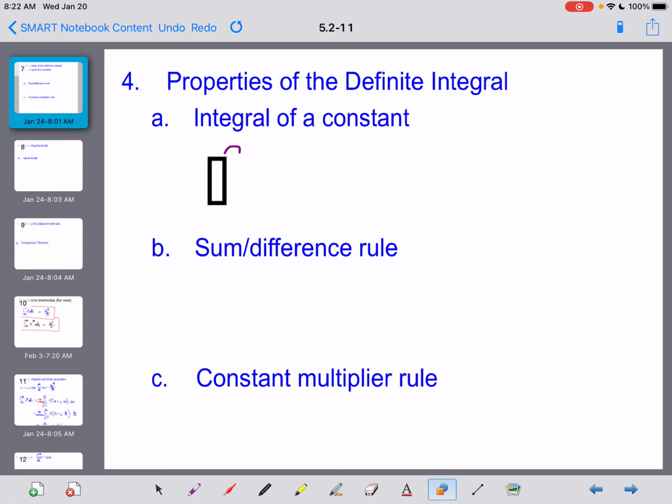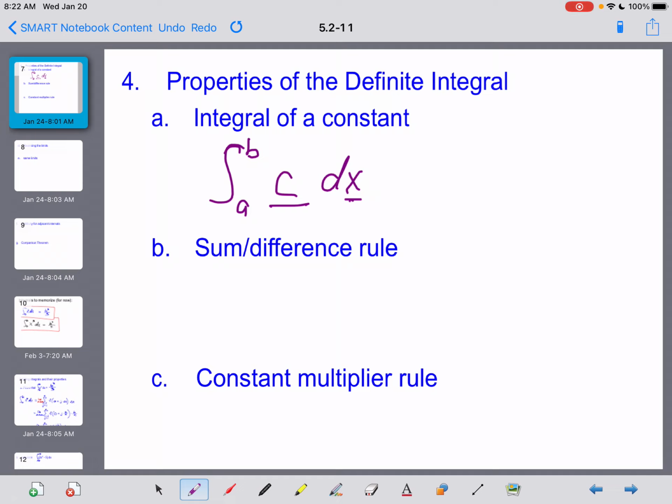If we are taking a definite integral from a to b, and our integrand, instead of being a function like f of x, is simply a constant, we'll put c there. The important thing is this dx tells us that c is not a variable in this problem. x is the variable we are integrating with respect to. Since our integrand doesn't contain the variable x at all, we know that this is integrating a constant as opposed to some other function.